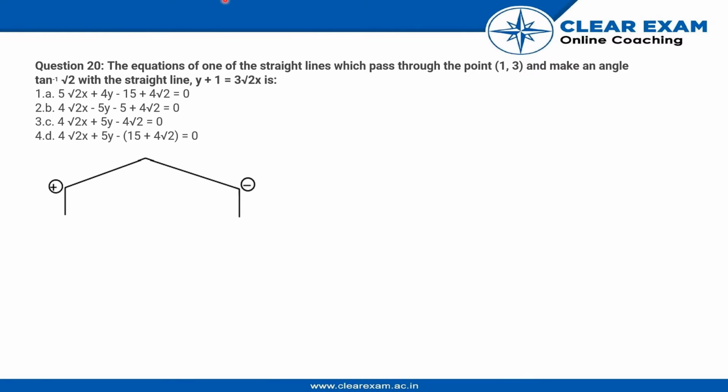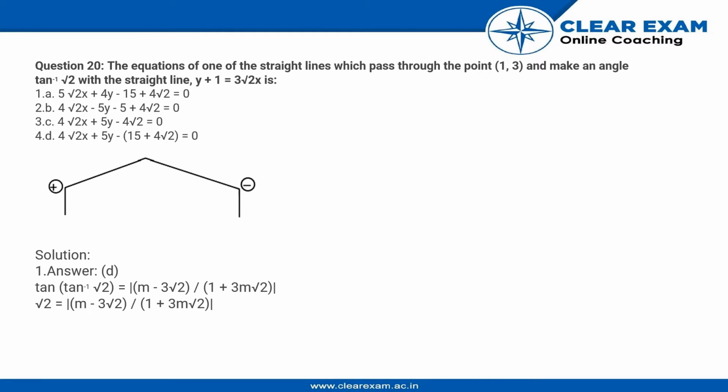The equation of one of the straight lines which passes through the point (1, 3) and makes an angle of tan inverse root 2 with the straight line y plus 1 equal to 3 root 2 x is. So here we need to find the equations of those straight lines which pass through the point and make an angle of tan inverse root 2 with this straight line.